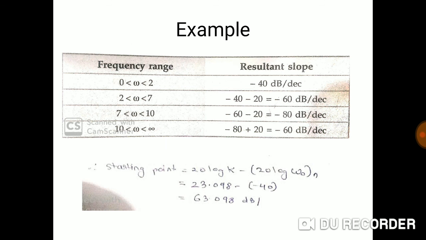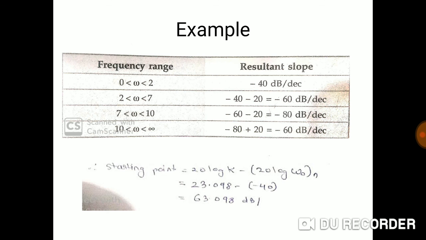Earlier, for 7 less than omega less than 10, it is minus 60, and for this it is minus 20. So there is a minus 80. Then for 10 less than omega less than infinity, the slope is plus 20. So minus 80 plus 20 is minus 60.